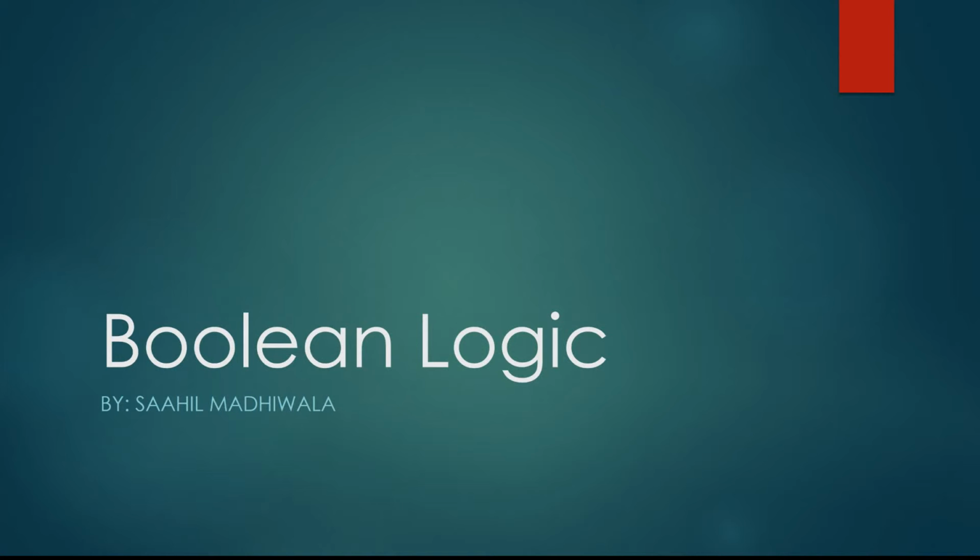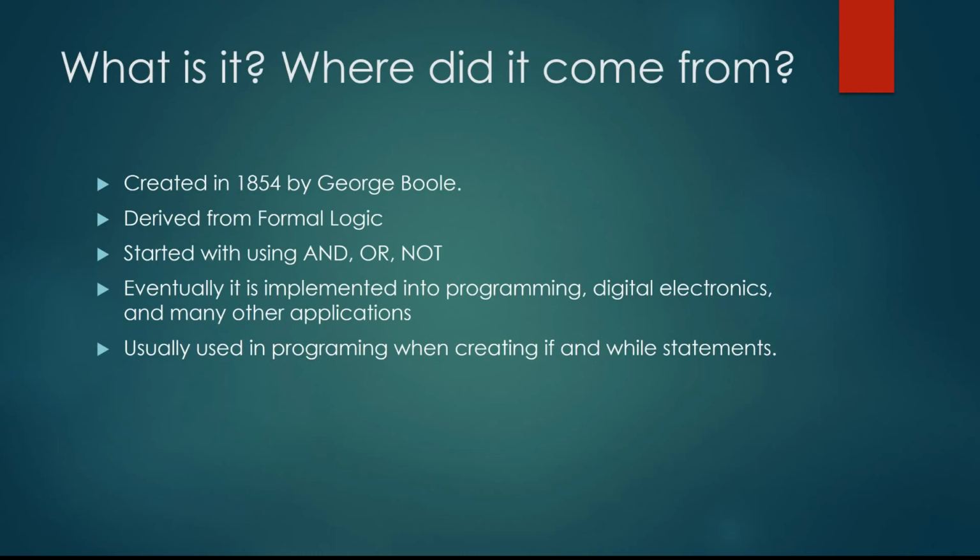And today I'm going to be teaching you about Boolean logic in Java. So what is it? Where did it come from? It was created by a man named George Boole in 1854, and he derived it from formal logic using and, or, and not. These phrases were then implemented into creating gates, which are used in hardware nowadays.